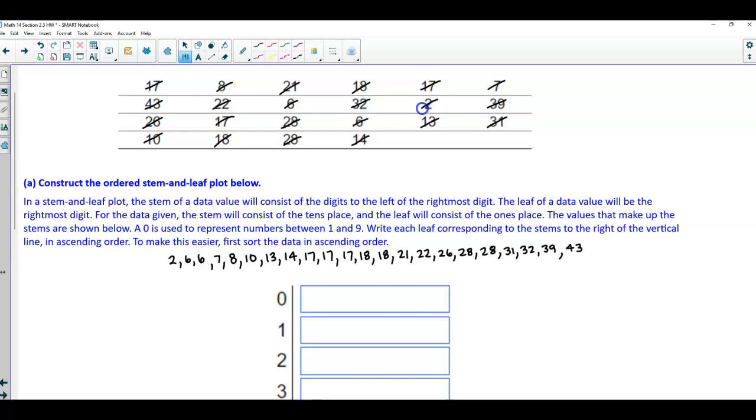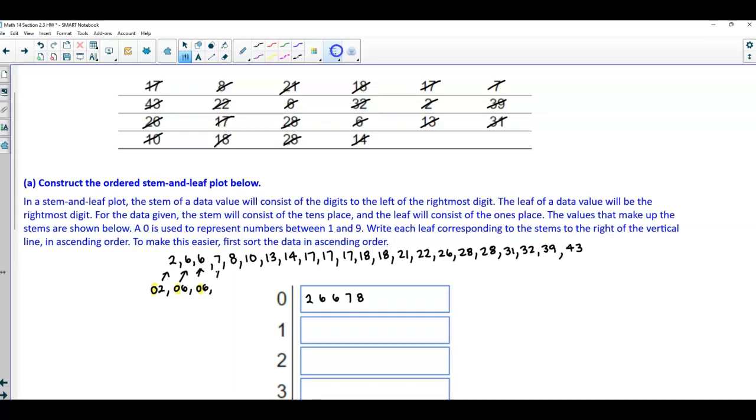Keep in mind that in our first numbers, technically this would be 0, 2, and this would be 0, 6, and this would be 0, 6, and so on. So we're going to say that the stem, in this case, is going to be our 0, and the leaves are going to be that particular number. The leaf for the first one is going to be 2, and then the next leaf is 6, and the next leaf is 6, and then the next leaf is 7, and then the next leaf is 8.